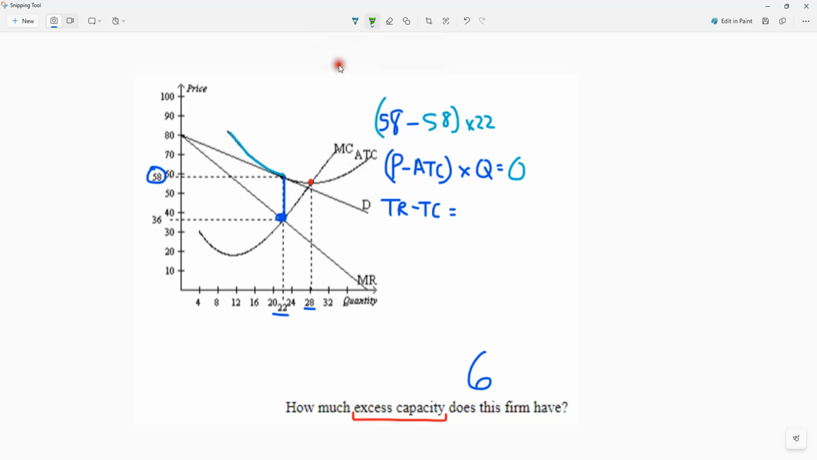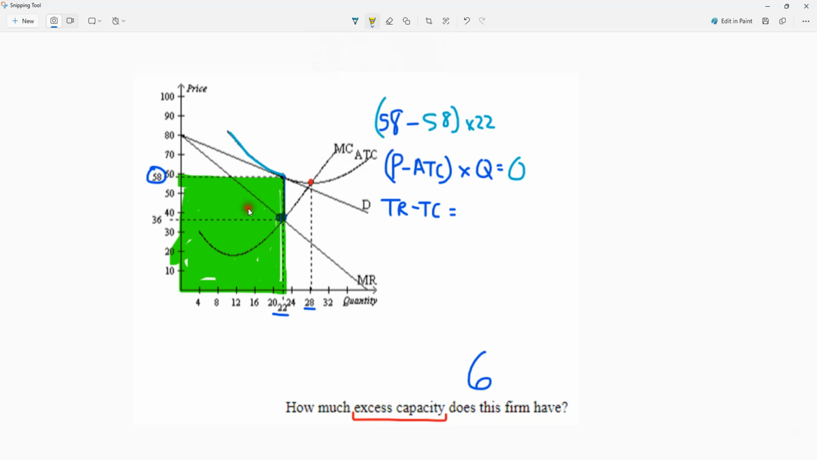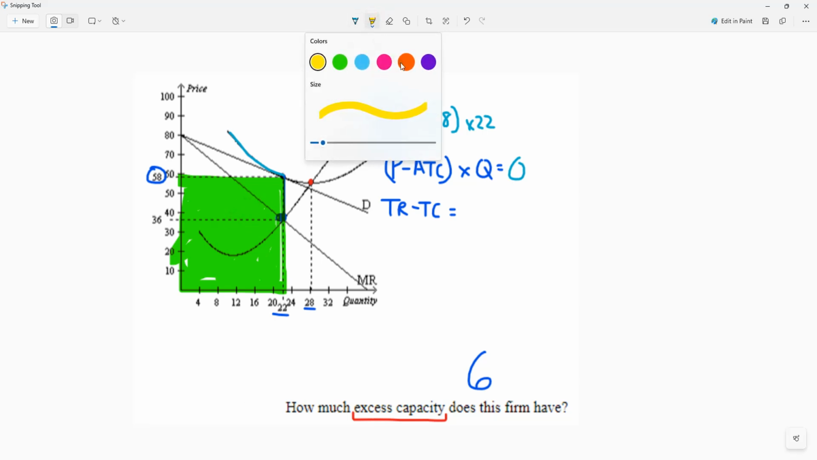Now, if I did total revenue, let's look at this graphically. Total revenue is price times quantity, so total revenue is going to be the area of this big rectangle, because that's 58 times 22. Okay, 58 times 22, price times quantity.